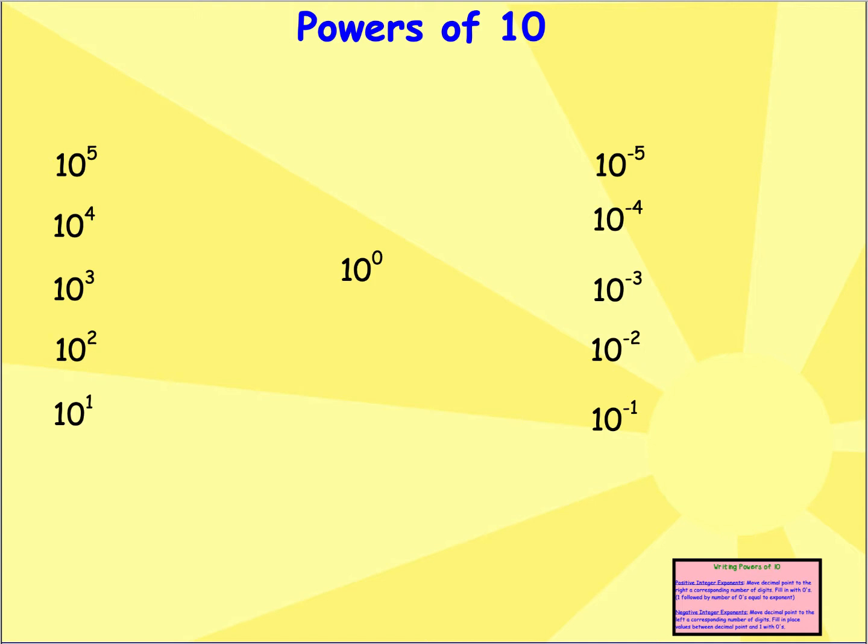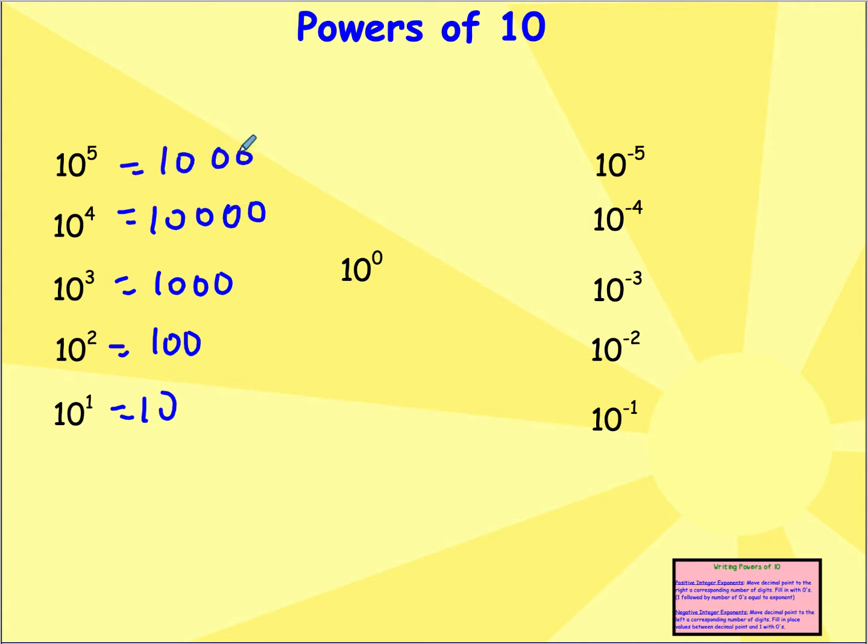Okay, so let's say I had 10 to the first. I know that's equal to 10. And 10 squared, 10 cubed, 10 to the fourth. So I'm just multiplying by 10 repeatedly. And here's 10 to the fifth. Okay, so 10 to the fifth is 100,000, 10 to the fourth is 10,000, 10 to the third is 1,000, and 10 squared is 100, and 10 is 10. 10 to the first is 10. And 10 to the 0 is 1.